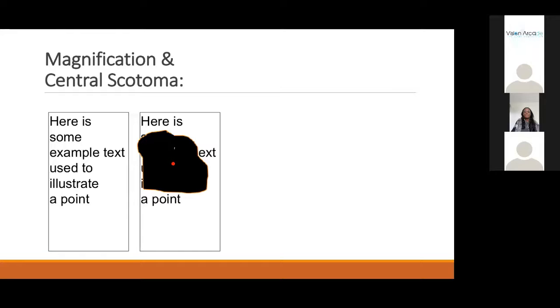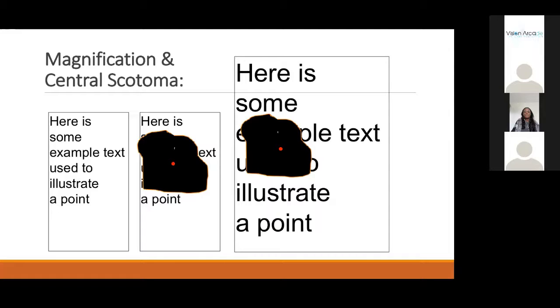Now, if we take the text and we magnify it, and it's the same level of scotoma, the patient is now able to see a lot more of the text. So it's not that the text is clearer, but we basically just magnified it and made it bigger so that it's easier for the patients to see it, and they're missing less of it, depending on the cause of the visual impairment, of course.